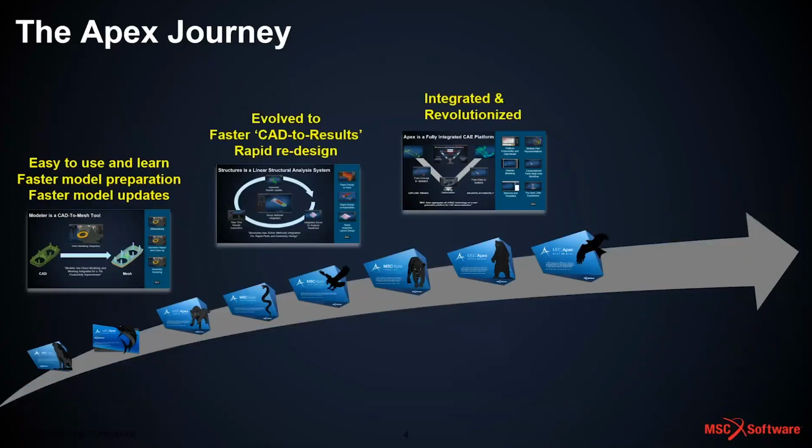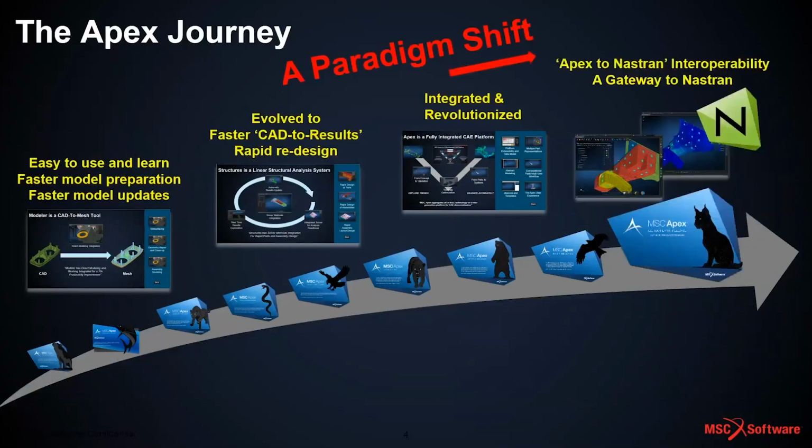This has been our journey so far. Upon looking at all these capabilities, you repeatedly asked when Apex can support Nastran. We heard you loud and clear. That's when we made a paradigm shift. What is the paradigm shift? The paradigm shift in Apex Iberian Lynx is for it to be Apex to Nastran interoperable, also known as Apex for Nastran, which is a gateway to Nastran. This will open up a whole new horizon for you to explore the possibilities of Nastran with Apex.